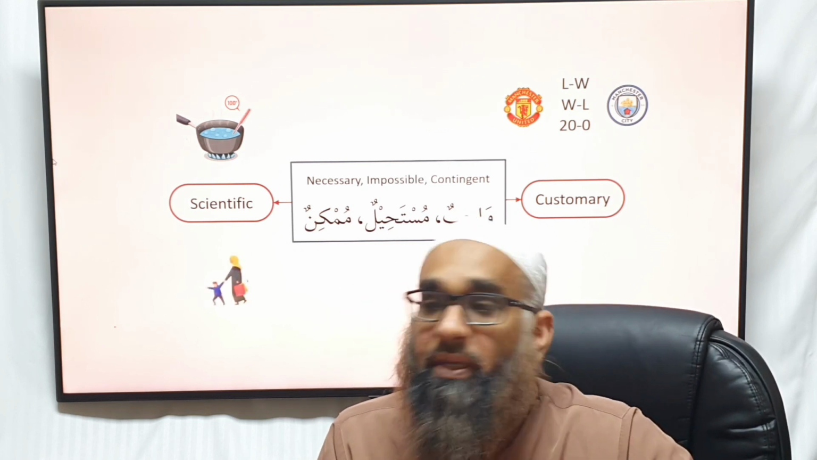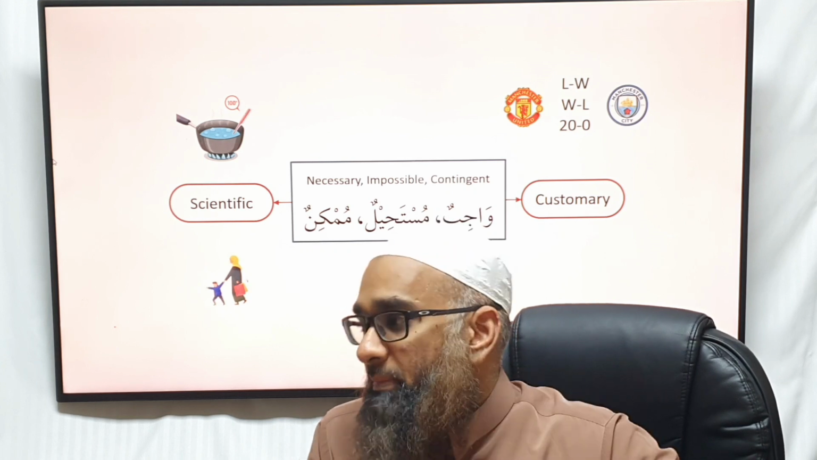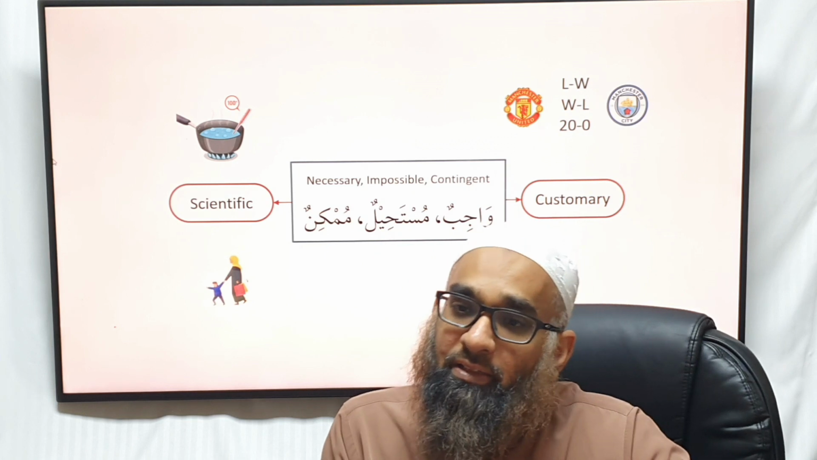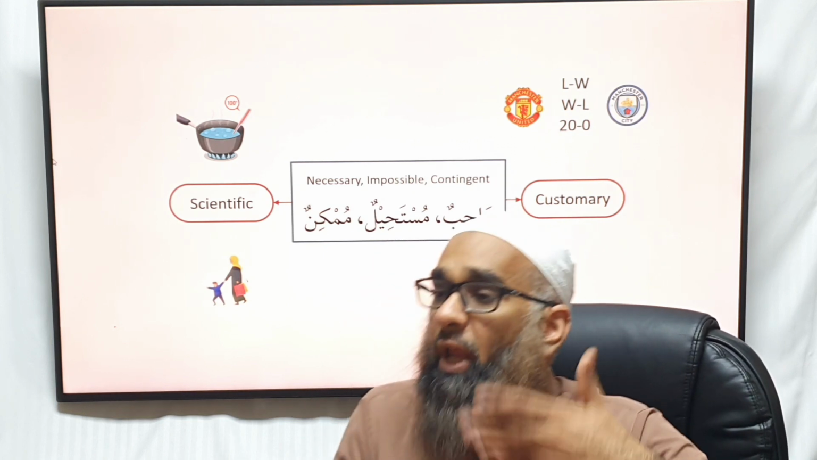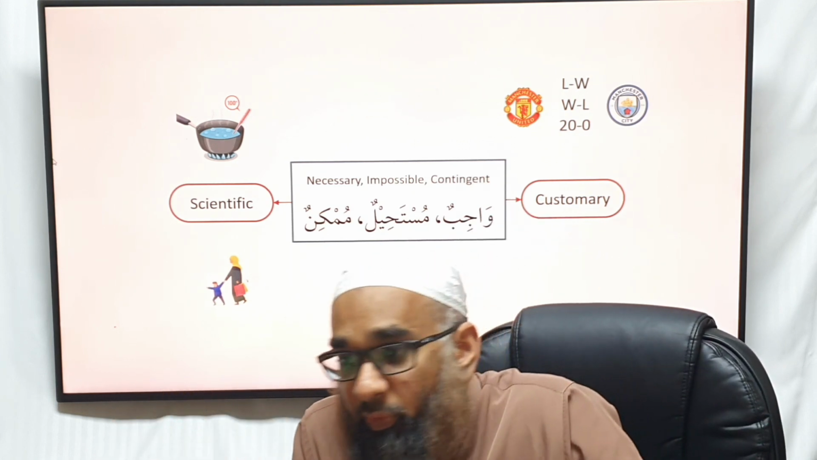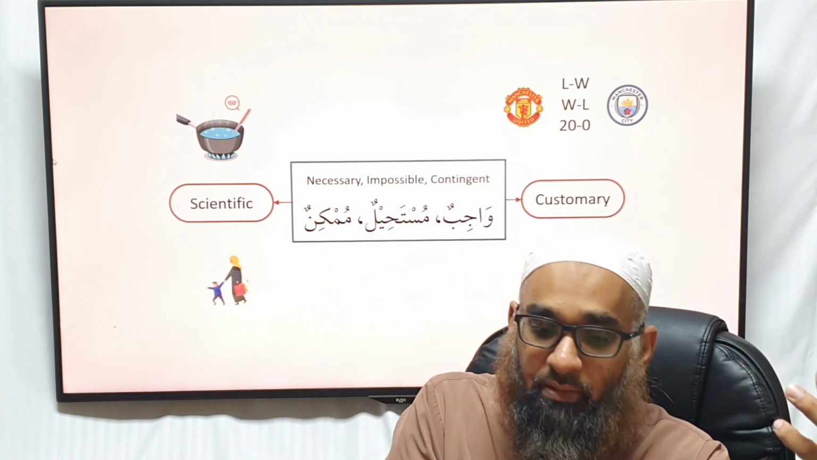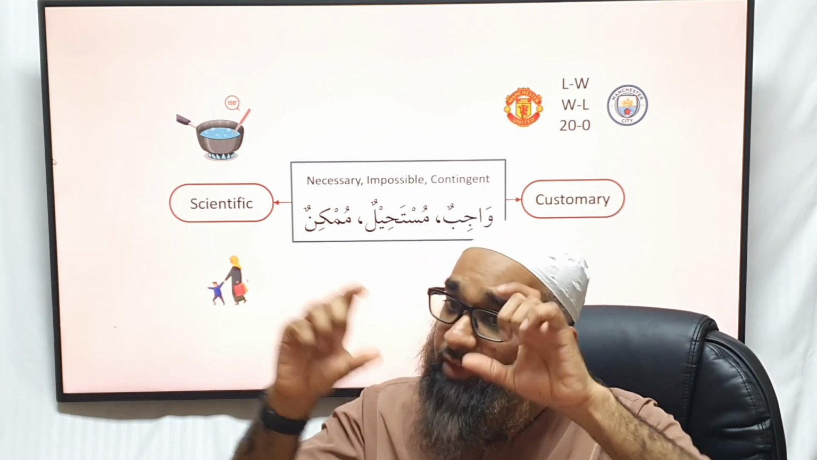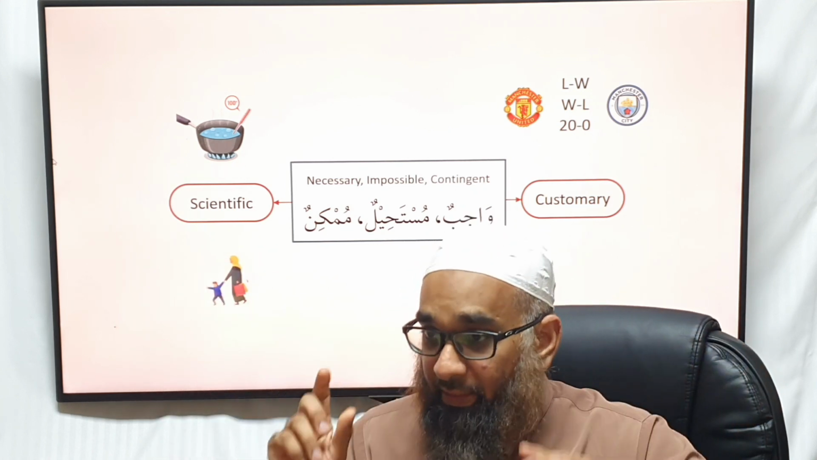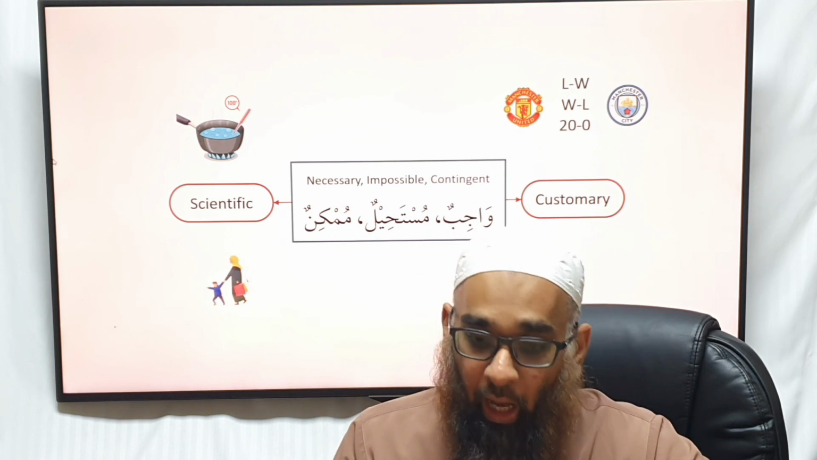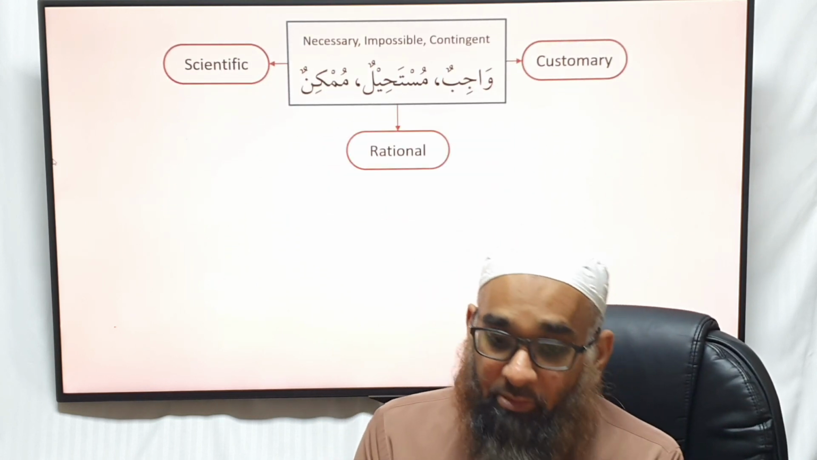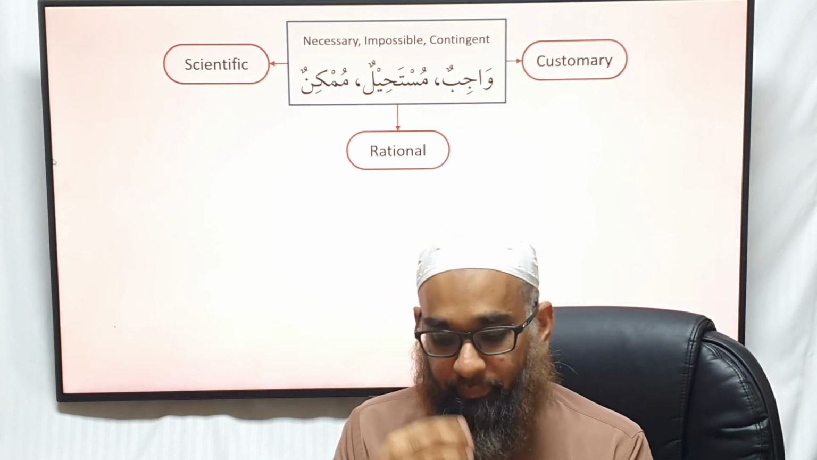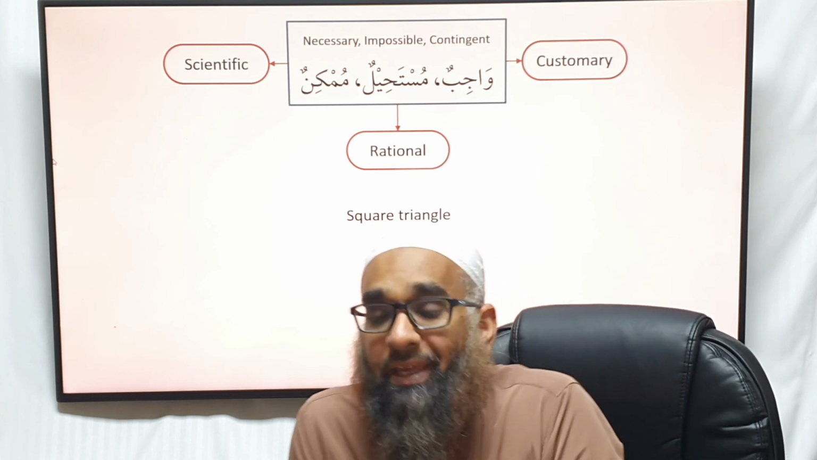And then we have mumkin, biological mumkin. For example, a woman may have a child, may not have a child. It's not wajib she has a child. It's not mustahil she has a child. You get it? So scientific or biological, sometimes biologically it can happen both ways. So you have scientific wajib, scientific mumkin, scientific mustahil. You get what I'm trying to say? So these are different mumkin, mustahil. You understand? Are you following? And there's also one called rational mumkin, rational mustahil. Are you following? What does this mean? For example, a square triangle.